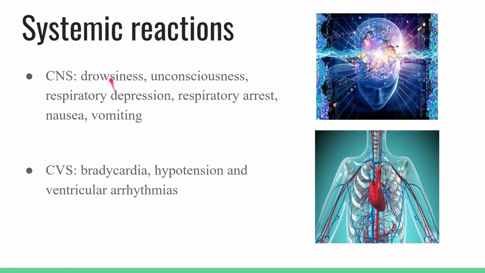So what are some systemic reactions of local anesthetics? Meaning, if a local anesthetic reaches the systemic circulation in high enough concentrations, what can it do to the person? For the central nervous system, it can cause drowsiness, unconsciousness, respiratory depression, respiratory arrest, nausea, vomiting, and this makes sense because local anesthetics inhibit neuronal action potentials, which means that they generally depress the central nervous system. That's why they cause drowsiness, unconsciousness, and respiratory depression and arrest. So that kind of makes sense.